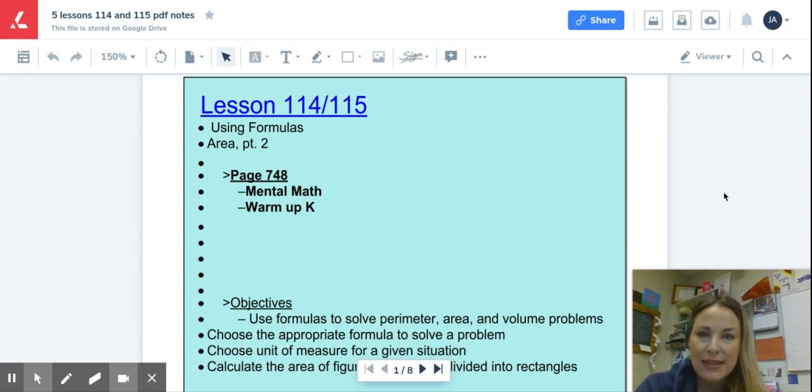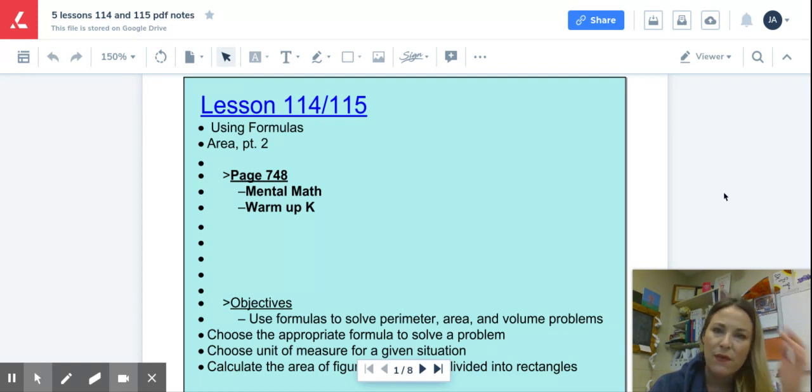Hey everyone, today's lessons are combined, so we're working with lesson 114 and 115. It gets a little bit long, but honestly, it just made sense to combine these because they go really hand in hand. So our lesson topic for lesson 114 is using formulas.